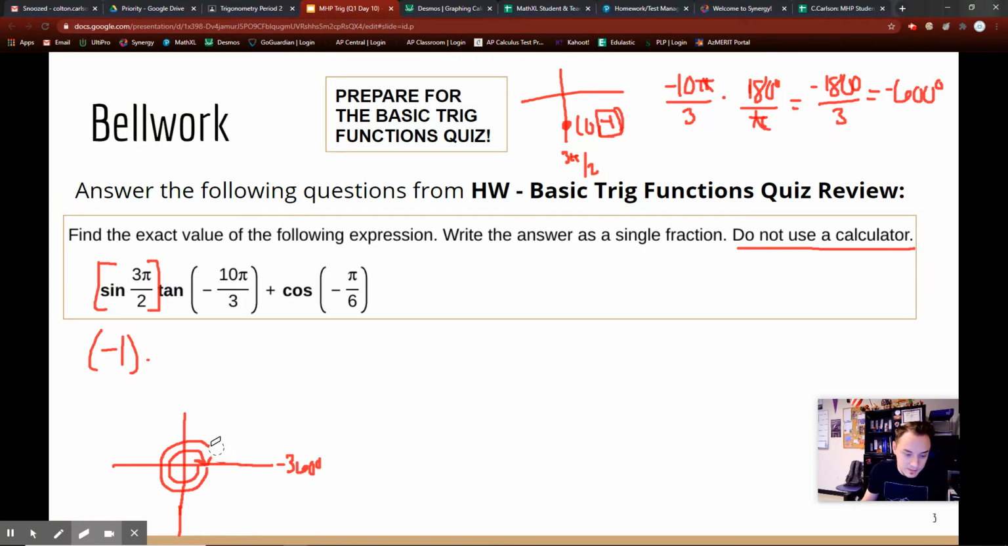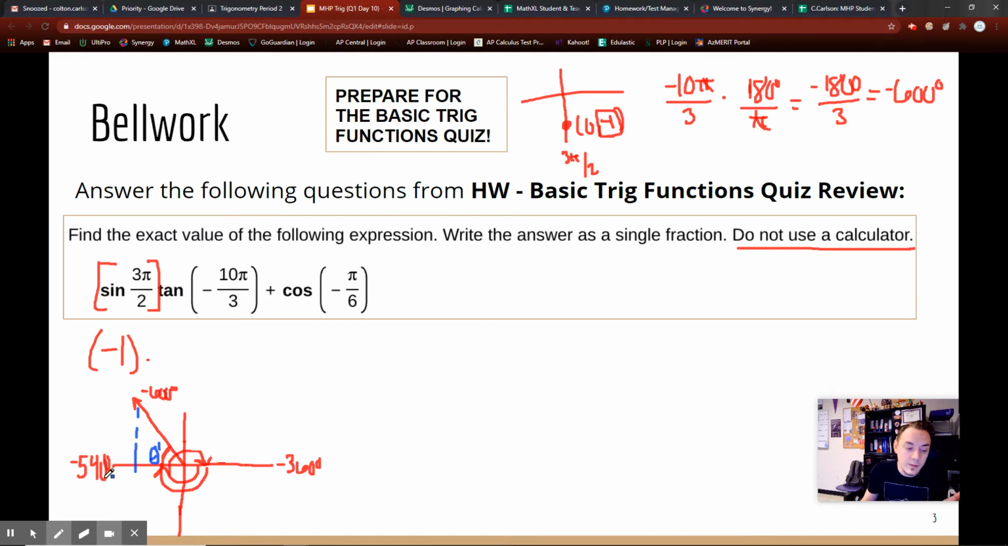Let me erase this. That's about 180. Went too far. This is about negative 540. And then if I want negative 600, that means I need to go right here. And so this is negative 600 degrees right here. So this angle right here, which means I need to find what theta is right there. That's my reference angle.